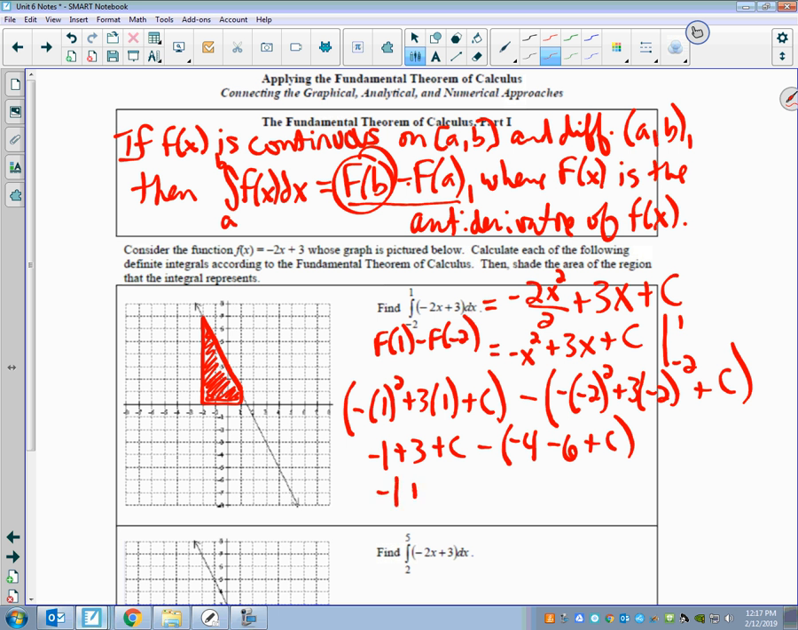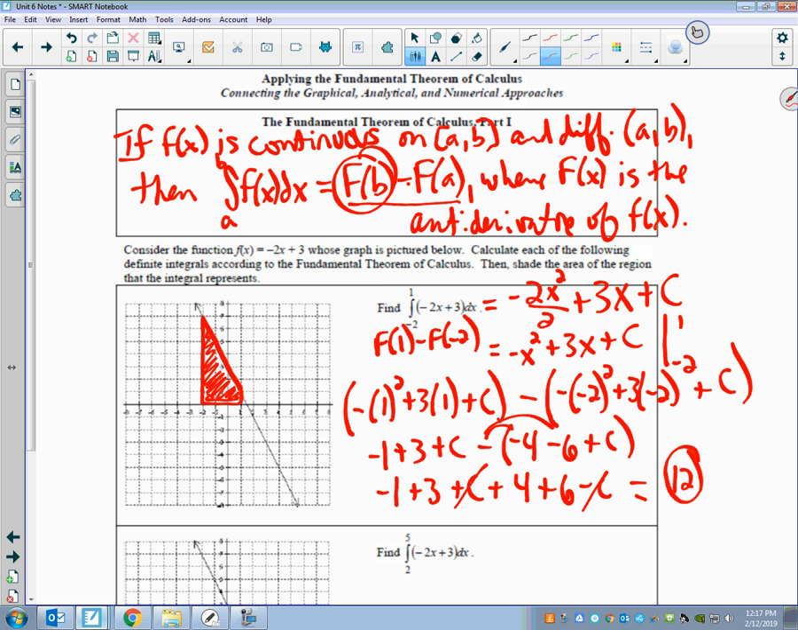Or this would be negative 1 plus 3 plus c plus 4 plus 6 minus c when I distribute this negative. So look what happens every time. If you're taking f of b minus f of a, every time the c's are going to cancel out. So you don't have to put the c in there. Or if you do, you'll see that it cancels out. And then 10 plus 3 is 13 minus 1, which is 12.